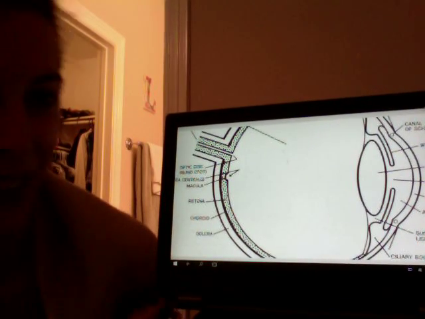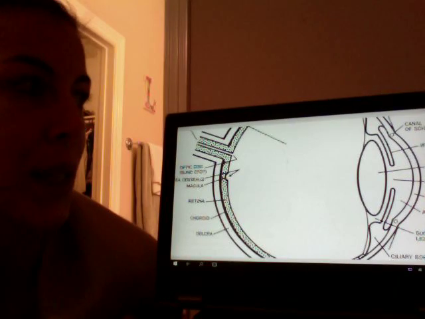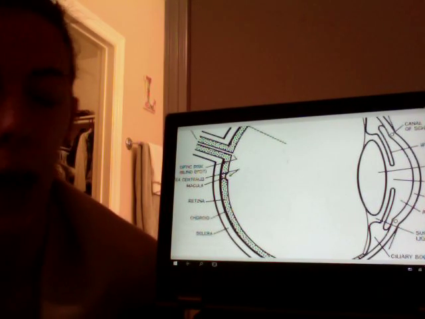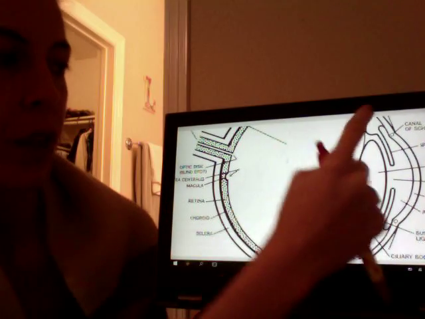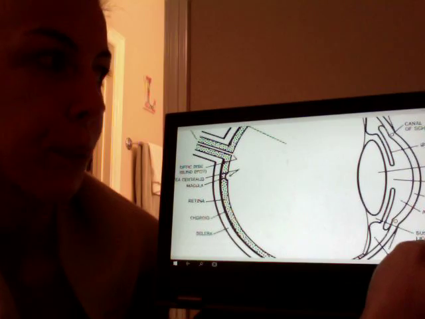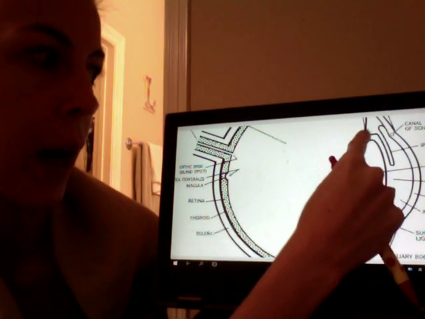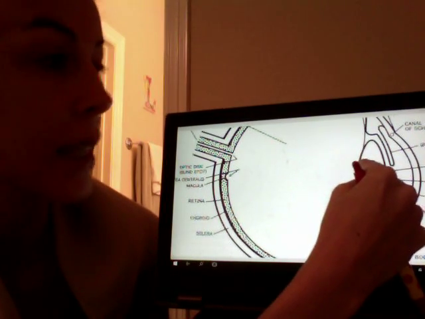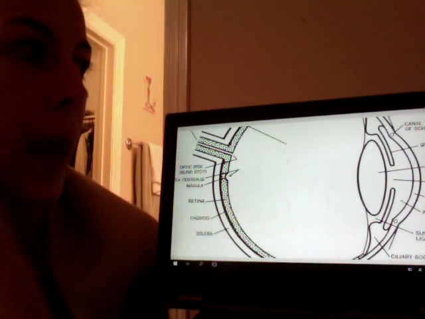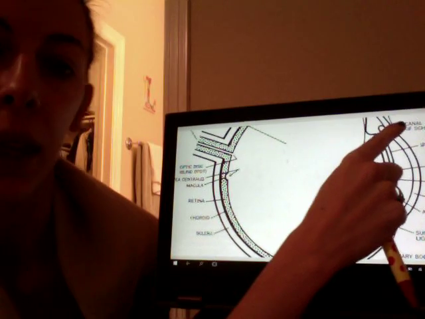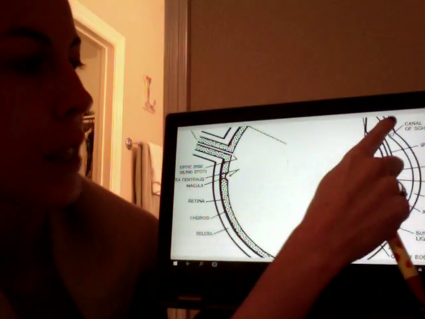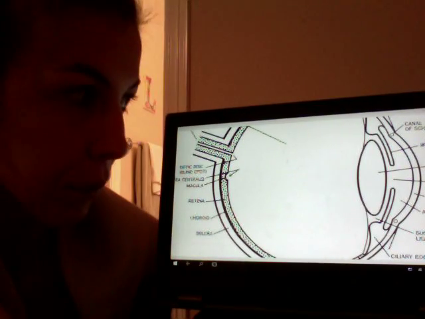One of the other functions of the ciliary body is that it produces a liquid called aqueous humor. The aqueous humor helps nourish the lens in the anterior compartment of the eye. It flows from the ciliary body through the lens, nourishes the lens, and then it moves into this anterior chamber. And it gets drained out through the canal of Schlemm. There's a canal of Schlemm on both sides of the eye, you can see here.